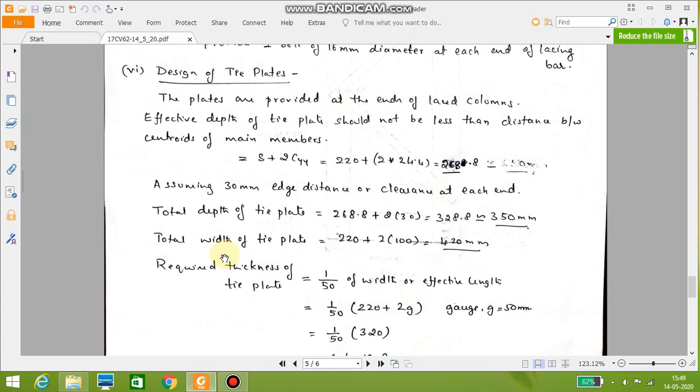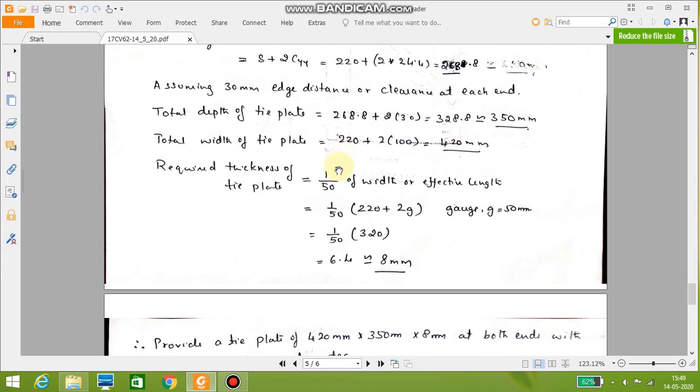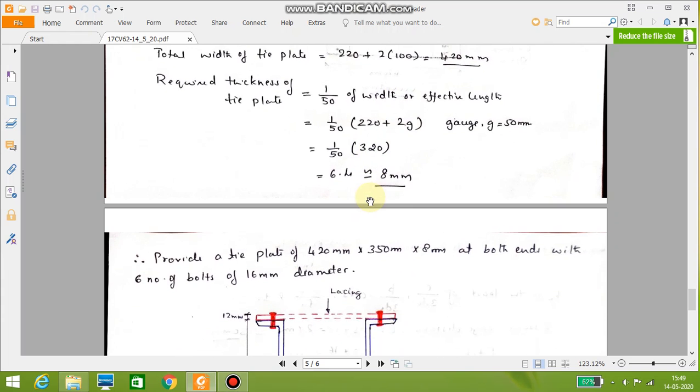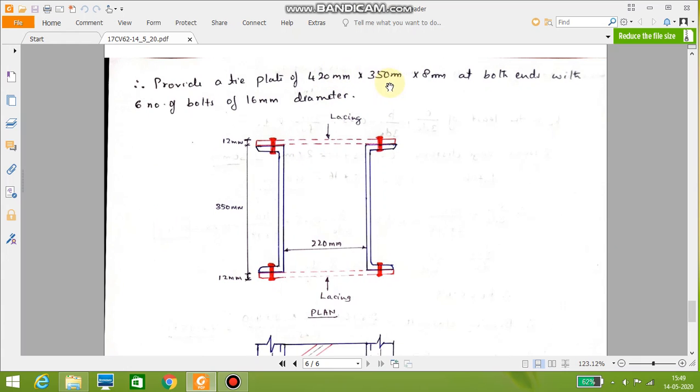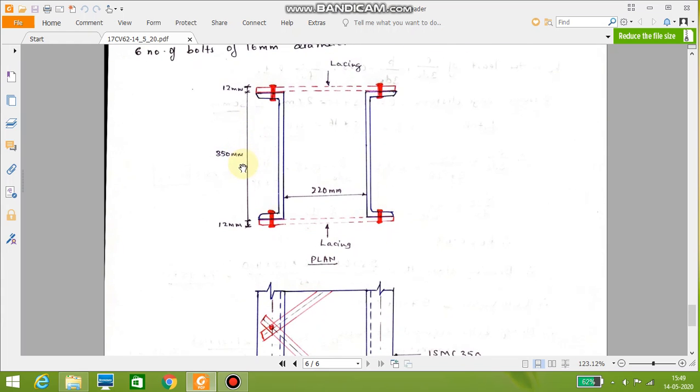Now, the width of the tie plate is equal to the total outer to outer width of the column itself, 220 plus 2 into 100, 420. The required thickness of the plate is 1 by 50th of width or effective length. The answer is 8 mm. Therefore, we provide a tie plate of 420 by 350 by 8 mm at both the ends with the 6 number of bolts of 16 mm diameter.